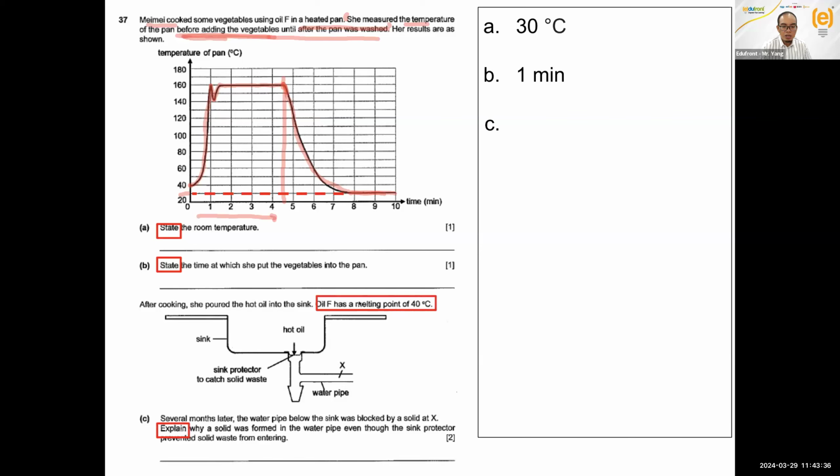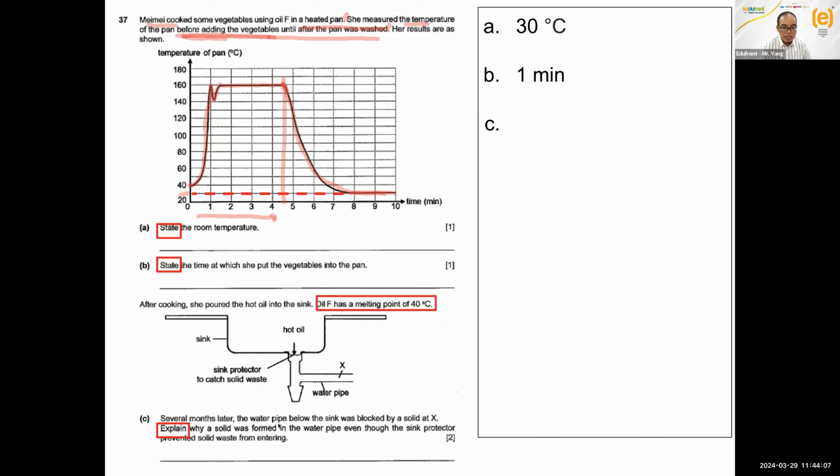First thing, they say that oil F has a melting point of 40 degrees Celsius. Then we recall, what does melting mean? Melting means the change of state from solid to liquid. So it goes the other way around also, that means from liquid to solid. That means for freezing to take place, it must be at 40 degrees Celsius. That means below 40 degrees Celsius, it will be in solid state. Above 40, it will be liquid state. Correct? Okay, then the question continues.